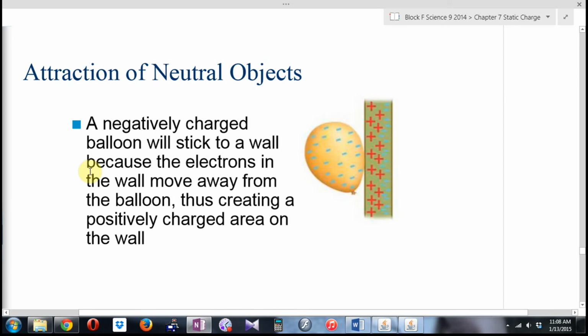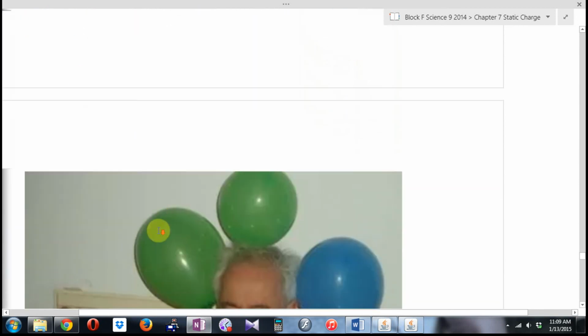Attraction of neutral objects. A negatively charged balloon will stick to a wall because the electrons in the wall move away from the balloon, creating a positively charged area on the wall. Like that.